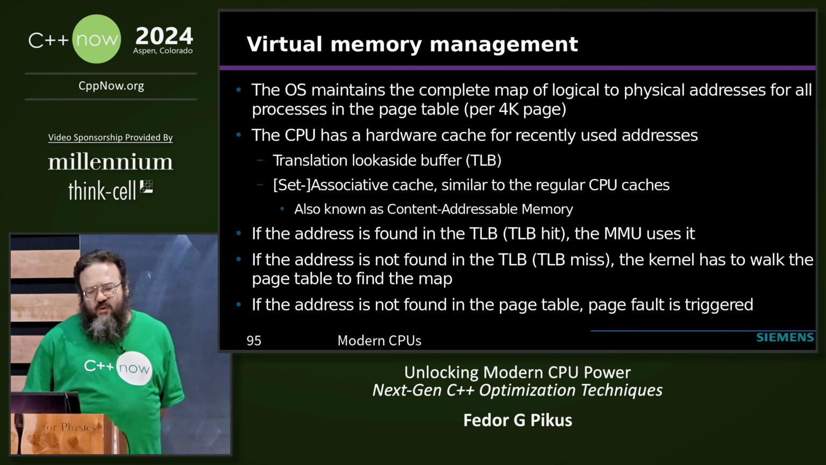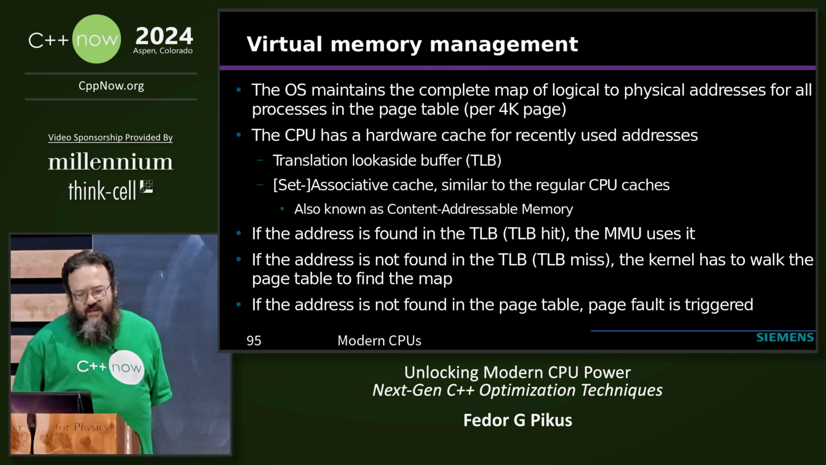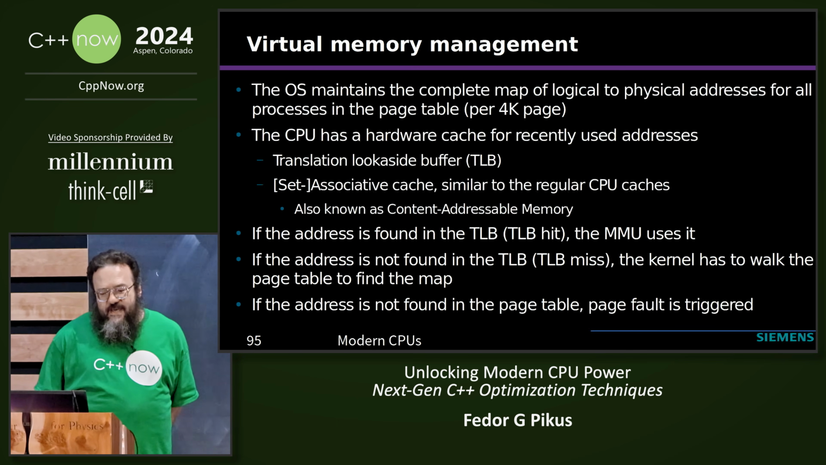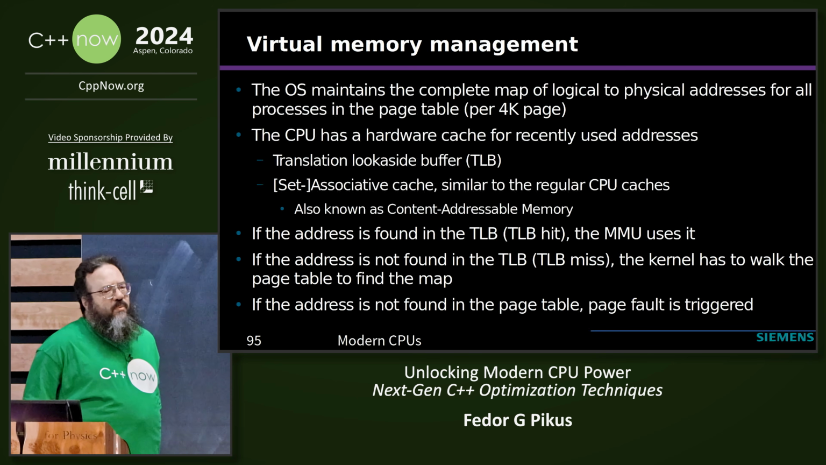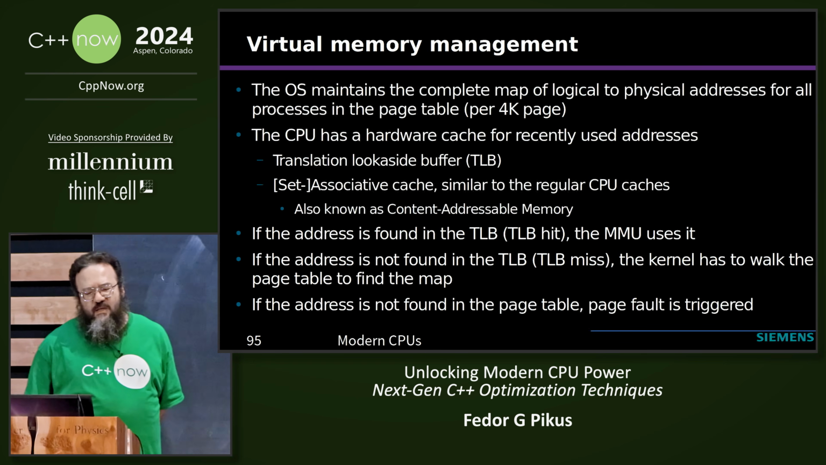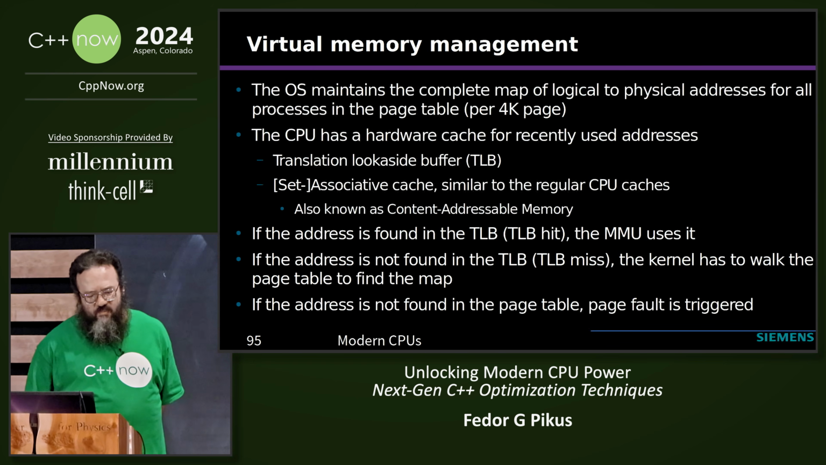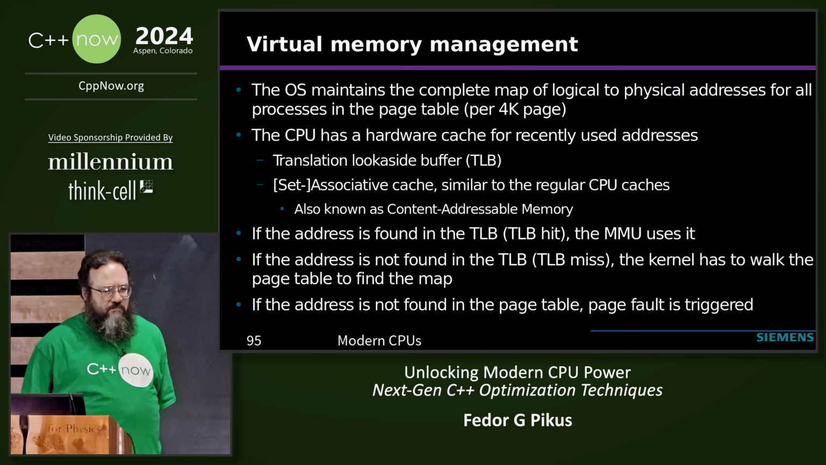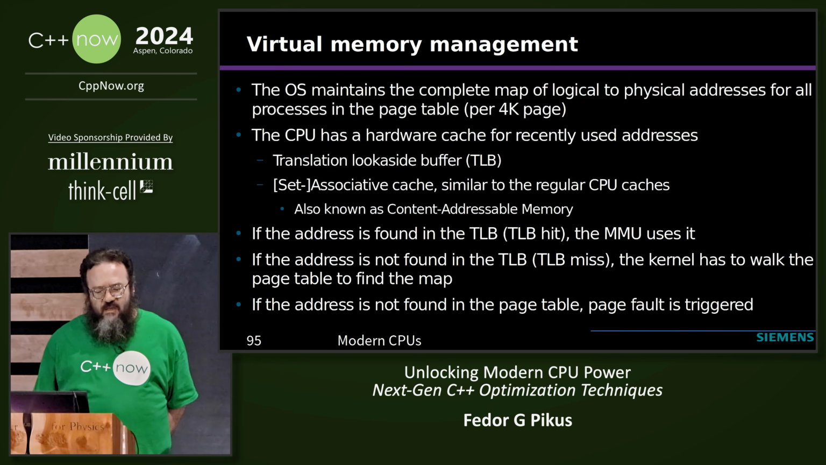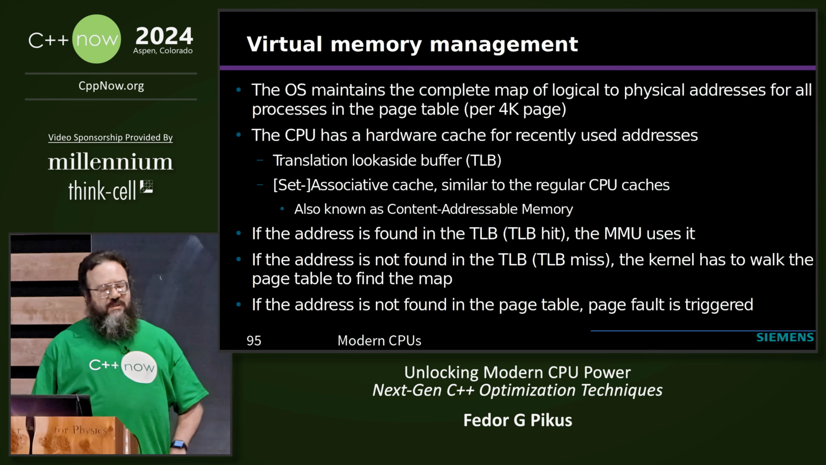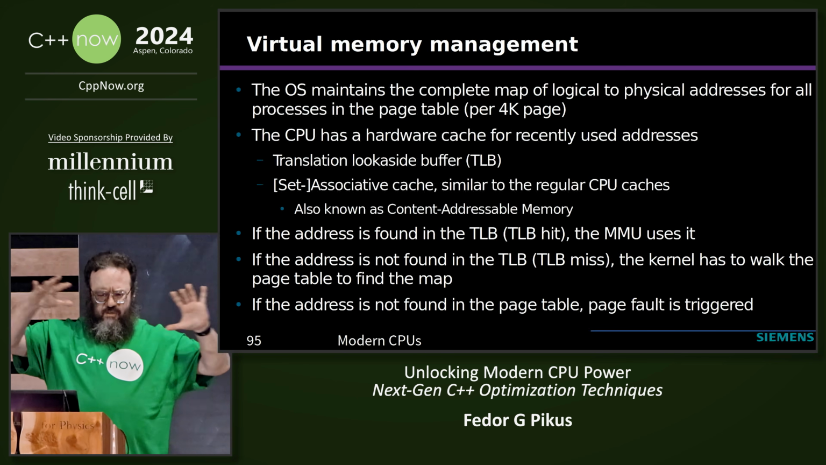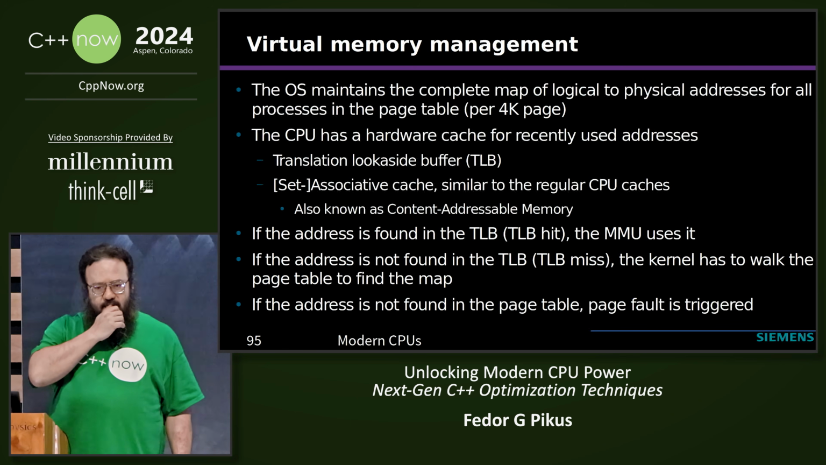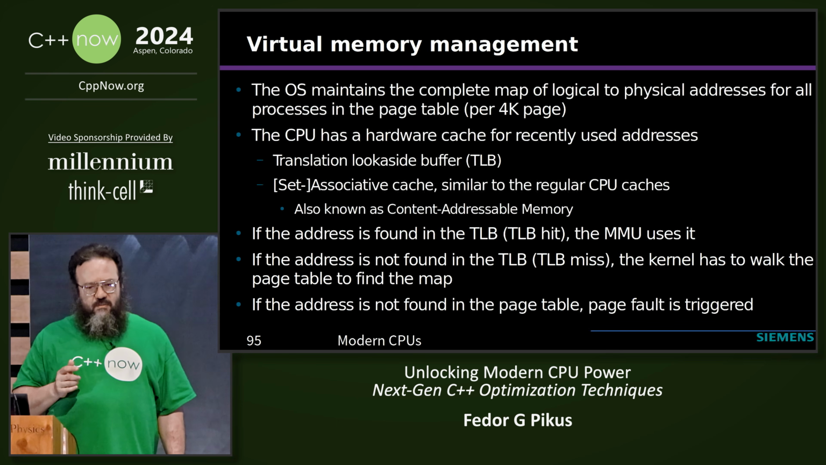So the CPU has that hardware accelerator, the TLB, that basically accelerates lookups of recently used addresses. When the MMU does the lookup, if it's found in the TLB, you have a TLB hit, and the MMU uses the value that's stored in the TLB. If it's not found in the TLB, it's a TLB miss, and the kernel has to walk the page table to find the corresponding address. A page table is a tree-like structure, so you can walk it faster. It's the OS that is looking up the page table. The kernel is looking up, yeah. And then it transfers to the MMU.